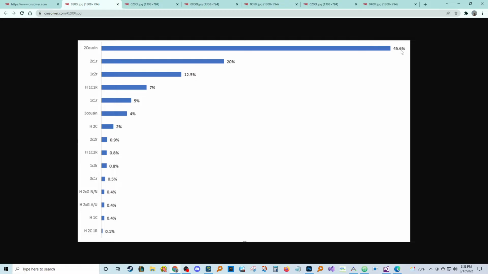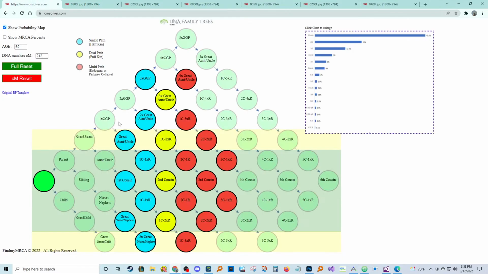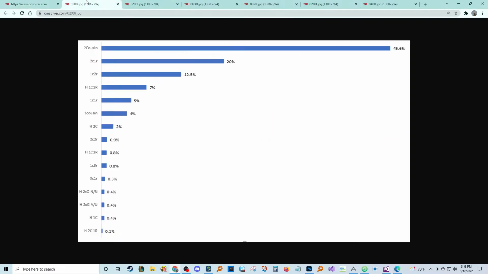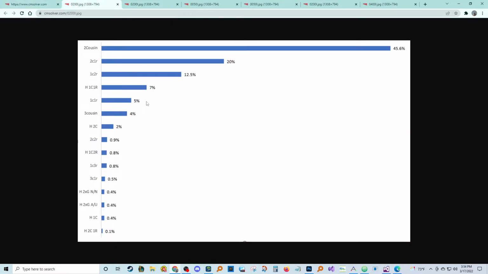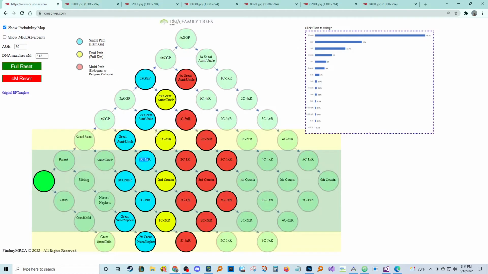It tells you 45%, 20%, 12%, 7%. Now notice right here, this says first cousin once removed and half first cousin once removed. Let's look at this again. Here's this first cousin once removed, that's a single path, half kinship. But this is where this tool is better, in a way. It shows half kinship, half first cousin once removed, as 7%. But a first cousin once removed, a dual path, is 5%.